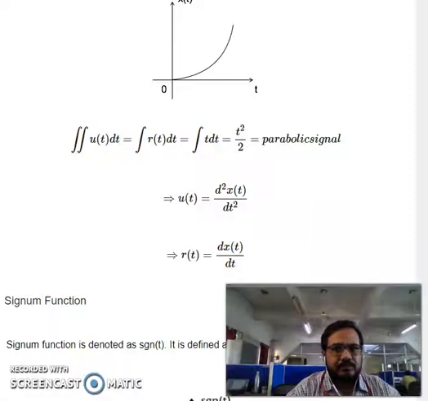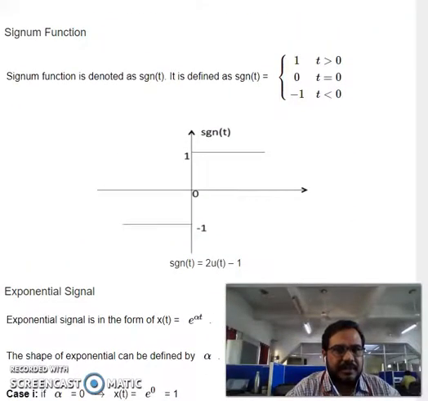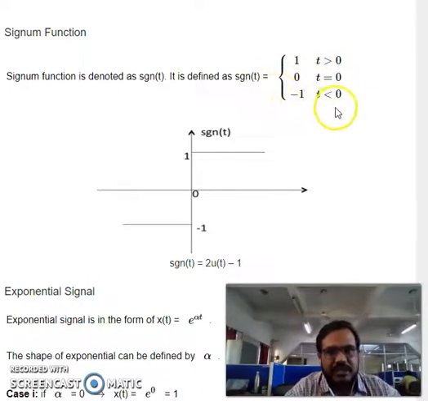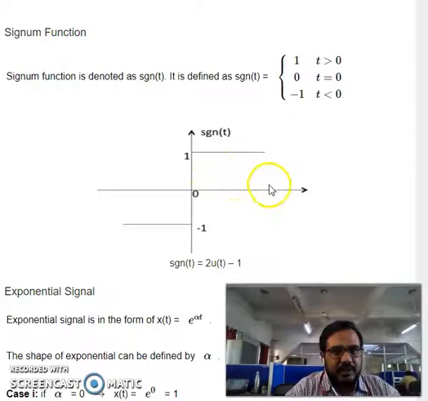Right. Now coming to signum function. Signum function is mathematically defined as 1 when t greater than 0, 0 when t equal to 0, and minus 1 when t less than 0. Now if you see, it is 0 at origin, but for t greater than 0 it is 1, and for t less than 0 it is minus 1. It is a signum function.